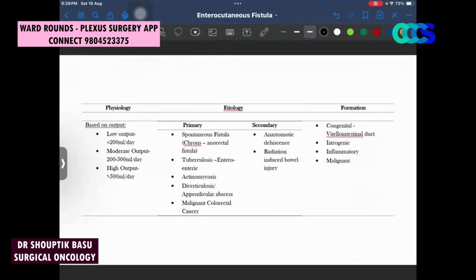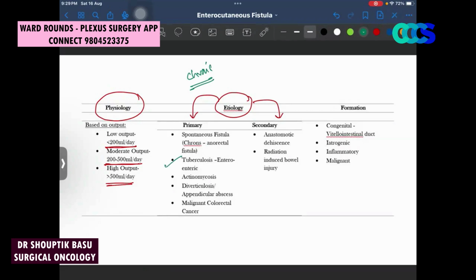So now, if you say something which is physiological, right, that is the output, you said. So low output is less than 200, moderate is 200 to 500, and high output is more than 500, right? Now, from the etiology, you can have a primary ECF and a secondary ECF. Primary ECF is generally spontaneous, like you can see in Crohn's, IBD. Crohn's, UC will come in the exam. Okay. Tuberculosis, some other uncommon things like actinomycosis, malignancy, diverticulosis, all of these things.